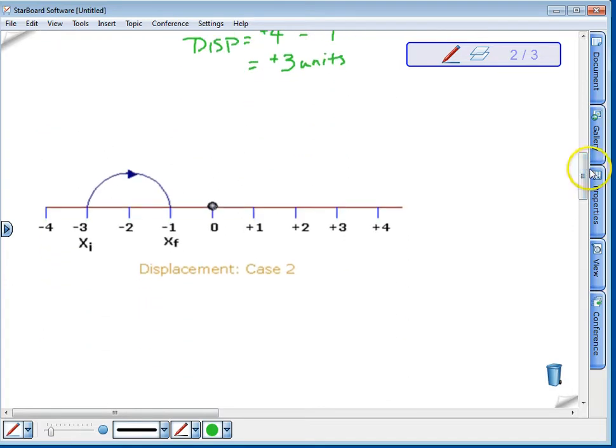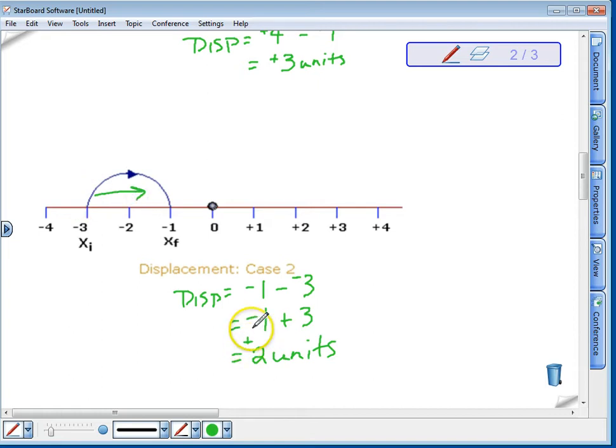Okay. Here in this case, my x sub f is negative 1 minus my x sub i, which was negative 3. So that's the same as saying negative 1 plus 3, which is the same as saying 2 units. And you can see that I'm moving in this direction, which is a forward direction, so it should be a positive direction. So that makes sense.